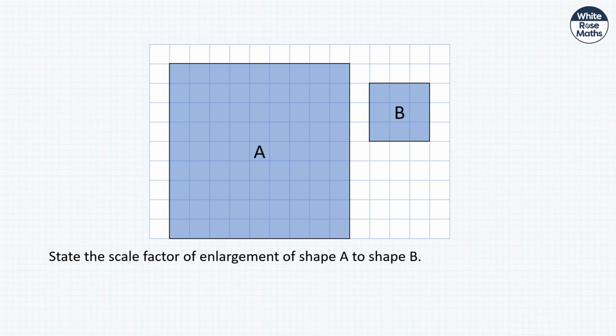So state the scale factor of enlargement of A to B. So we'll go from A to B. 1, 2, 3, 4, 5, 6, 7, 8, 9. So we've got 9 there. We've got 1, 2, 3. So to go from 9 to 3, we divide by 3, which is the same as multiplying by 1/3. Remember that when you have a scale factor, they want you to write it as a multiplier. So it'd be a multiplier of 1/3. Dividing by 3 is the same as multiplying by 1/3 in maths.